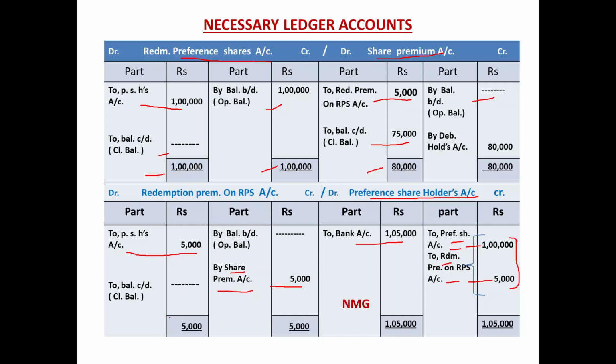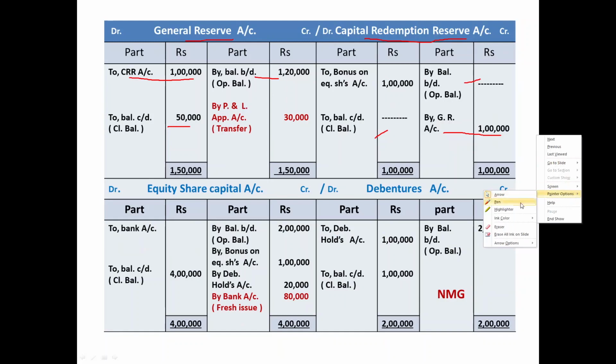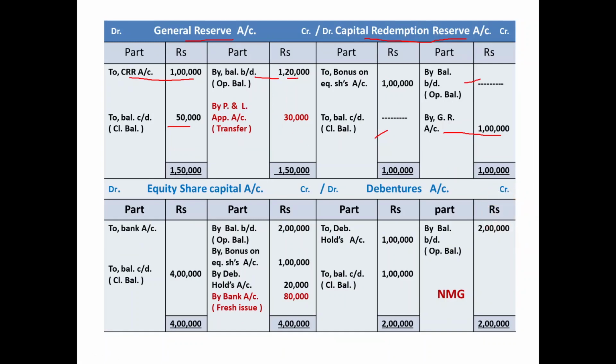Redemption premium. It's over. 5,000, 5,000. Preference shareholders account. It's over. 1,05,000, 1,05,000. Then GR account. Opening balance 1,20,000, closing balance 50,000. Posting of this 1 lakh transferred to CRR. Debit side looks bigger, total of which is 1,50,000. Put it on the credit side 1,50,000.